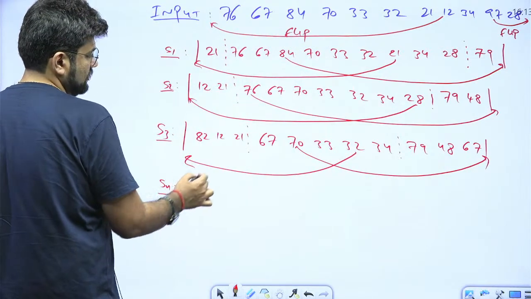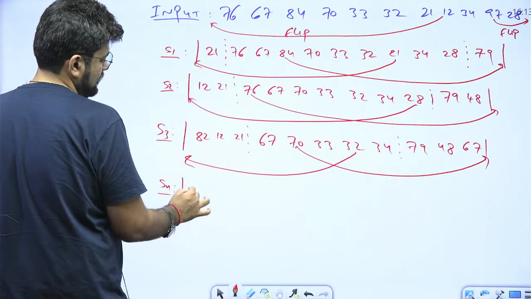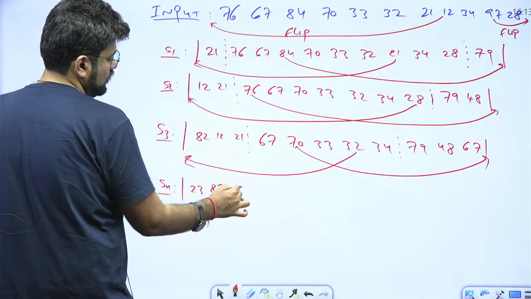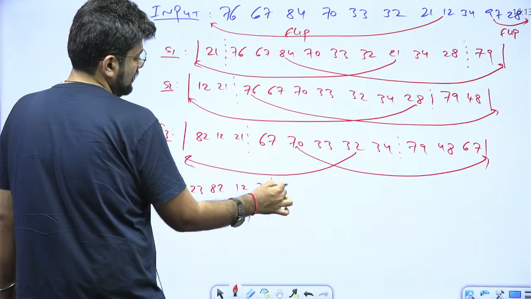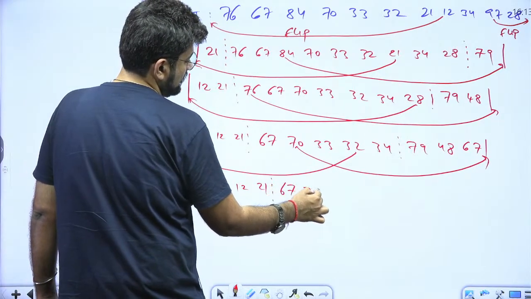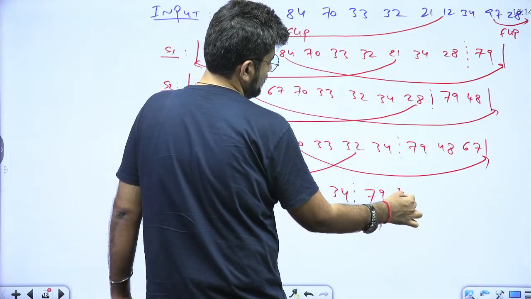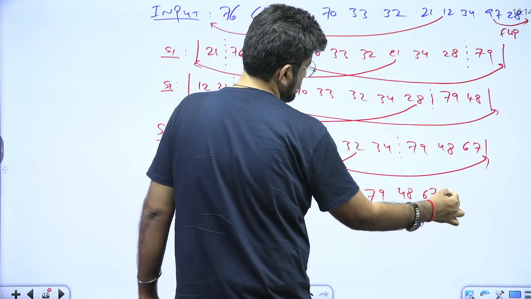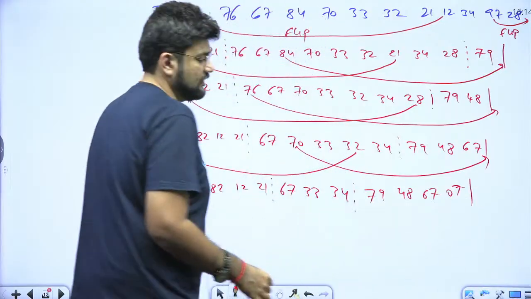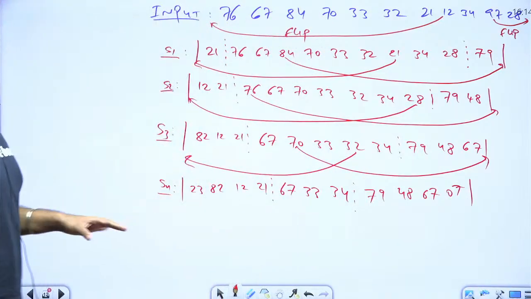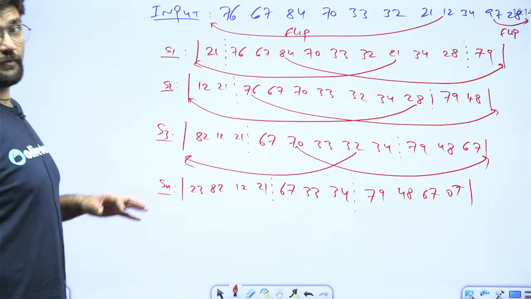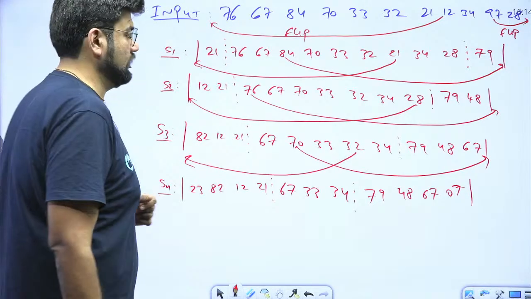Step 4. This is 32. So this will become 23. 82, 12, 21, 67, 33, 34, 79, 48, 67, 07. No matter how much time it is taking at this stage, solve every question till the output, because that is only what is going to help you gain confidence, right?